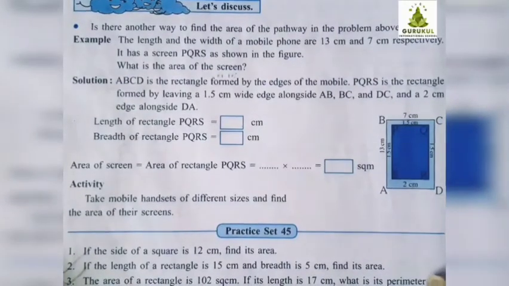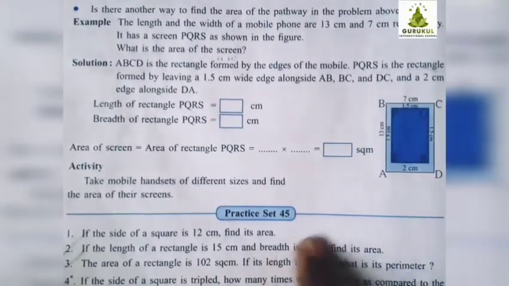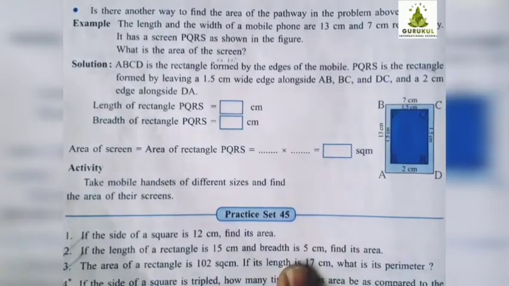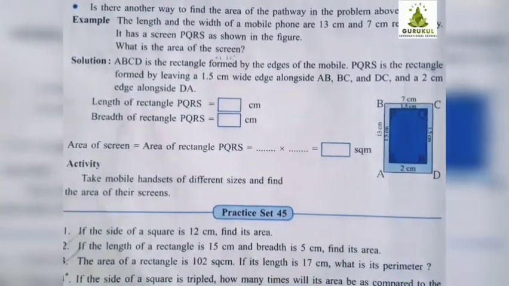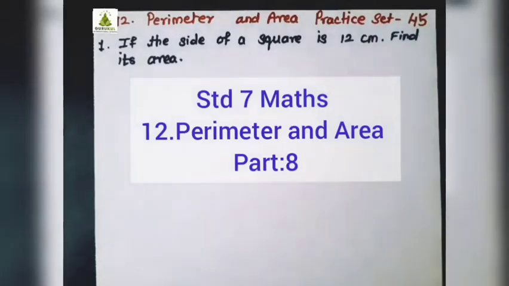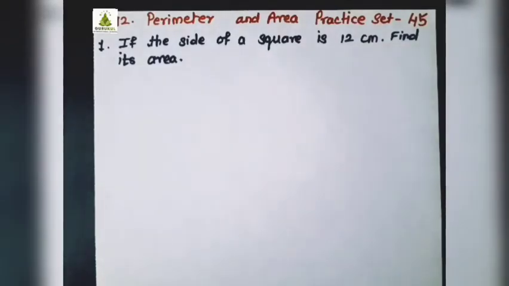We will start with our practice set 45, where we have to solve the sums. Practice set 45 from lesson number 12, perimeter and area. Let us solve the sums.